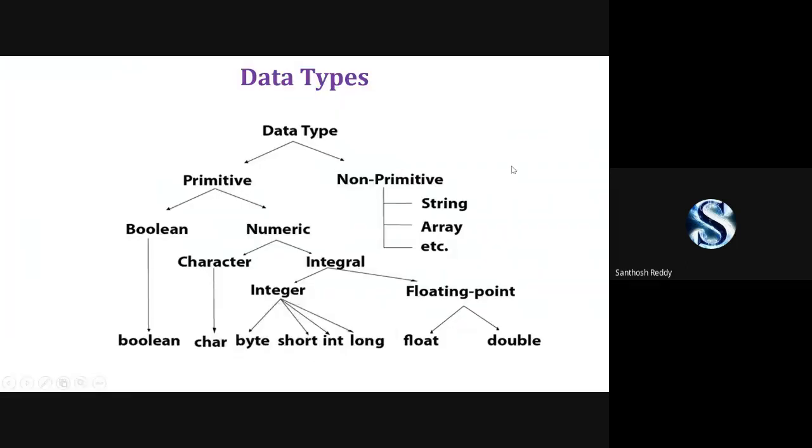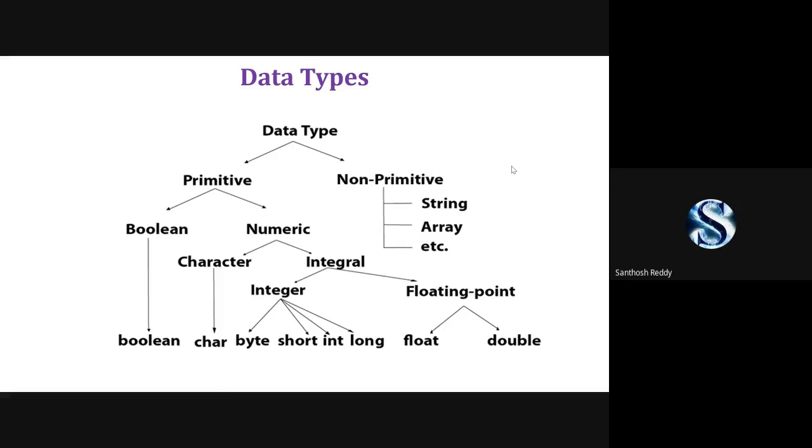Good morning. Today we are going to discuss the topic known as data types. Data types are divided into two parts: primitive and non-primitive. On the non-primitive side, we call some classes or objects. Whereas on the primitive side, we have integral numbers, Boolean, as well as numeric. The numeric is again categorized into two parts, character and integer.